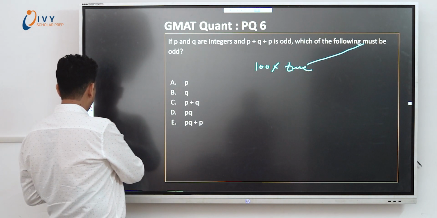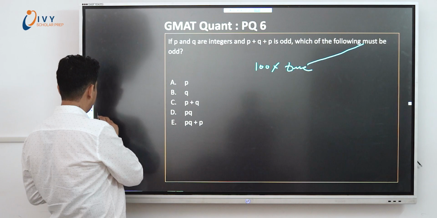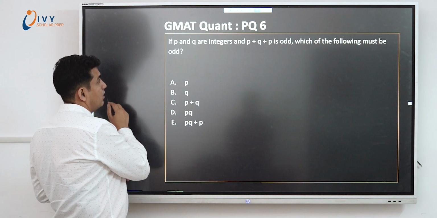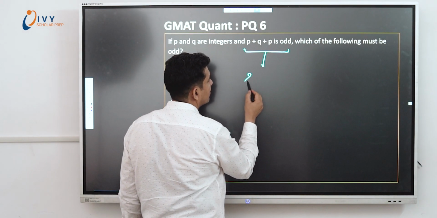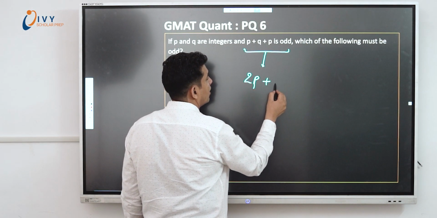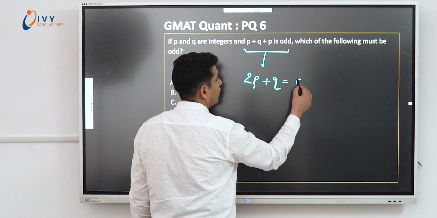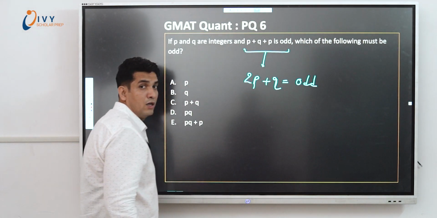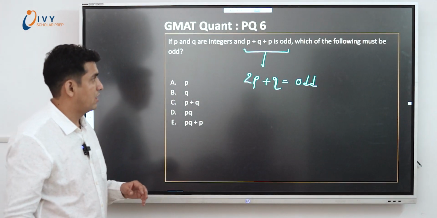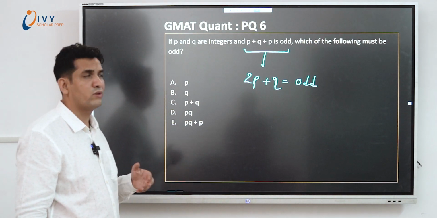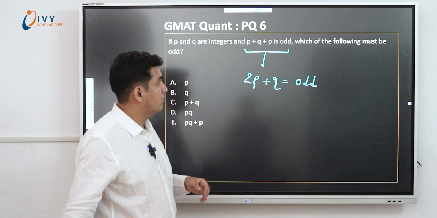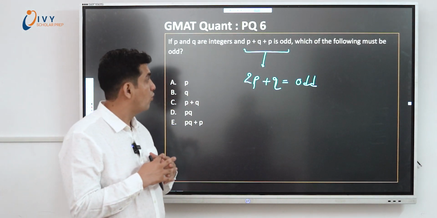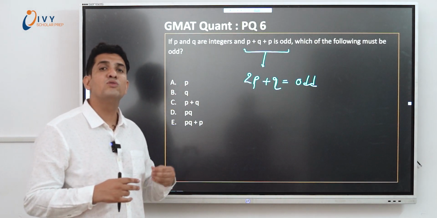Now, let's try to simplify what we have already. So we have this information. If you simplify this, it will be 2p plus q, which is odd. The ones who are good at maths and already know the properties of even and odd, it's very simple for them. They can do it quickly. But the ones who don't like maths want to be sure. So for them, we can use some numbers here.